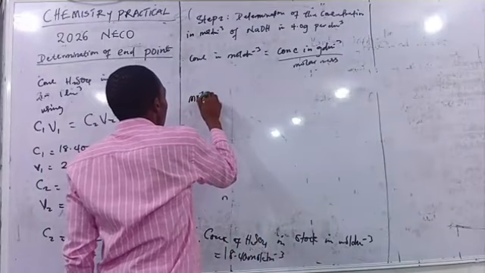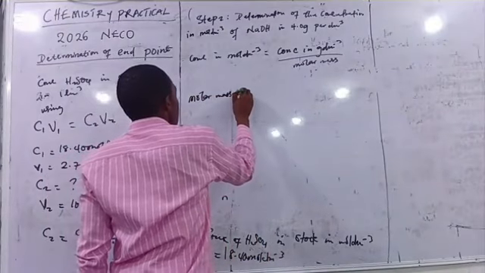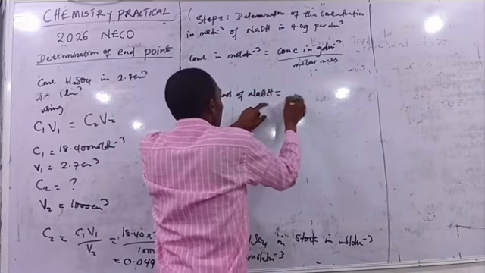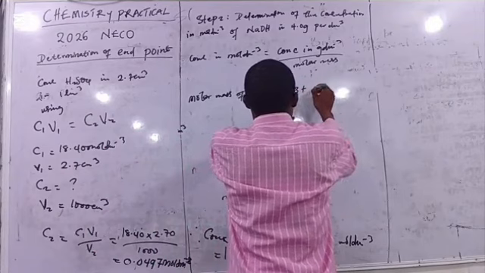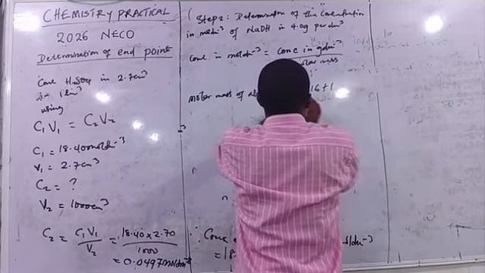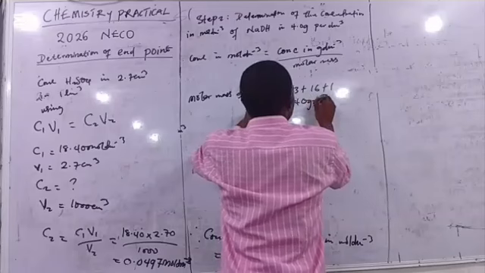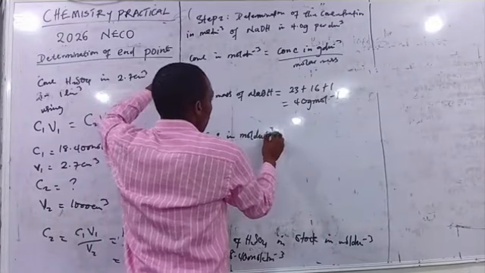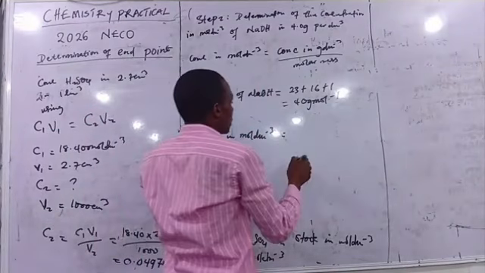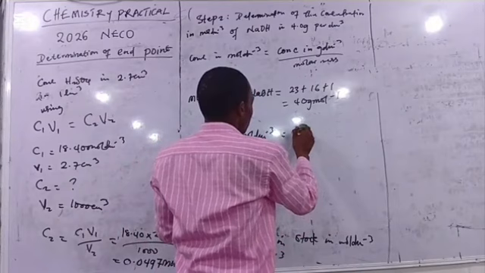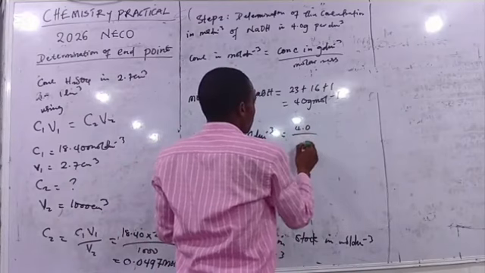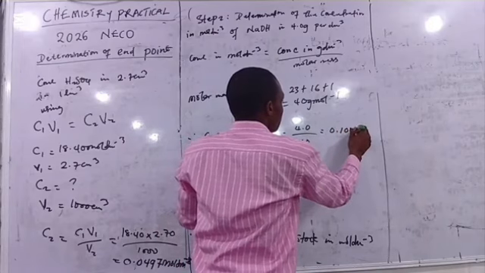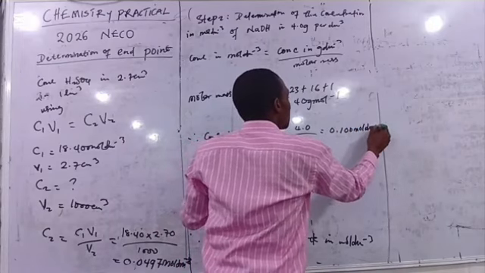So we look at molar mass of NaOH is equal to 23 plus 16 plus 1. So that gives us 40 gram per mole. Now applying the formula, concentration in mole per dm cube of NaOH is going to be what? 4.0 divided by 40. So the answer is 0.100 mole per dm cube.